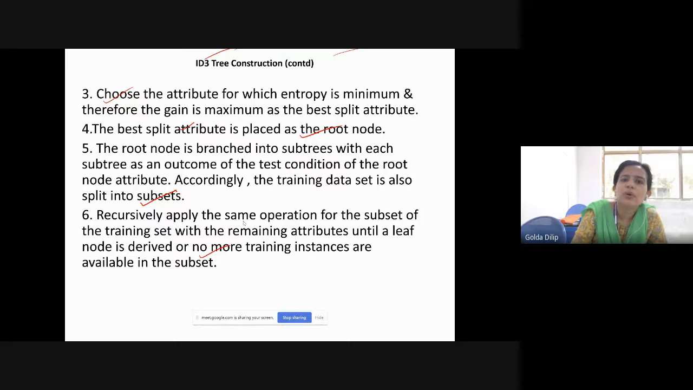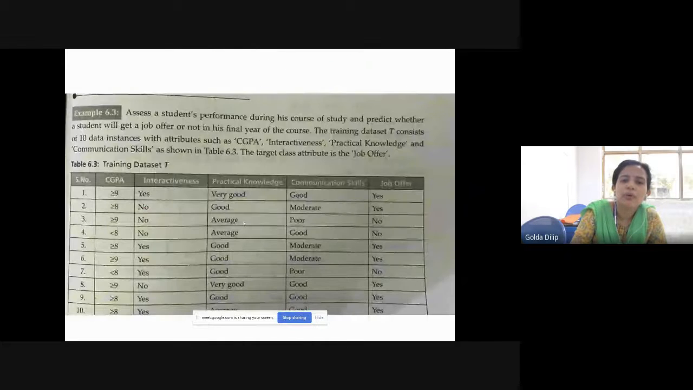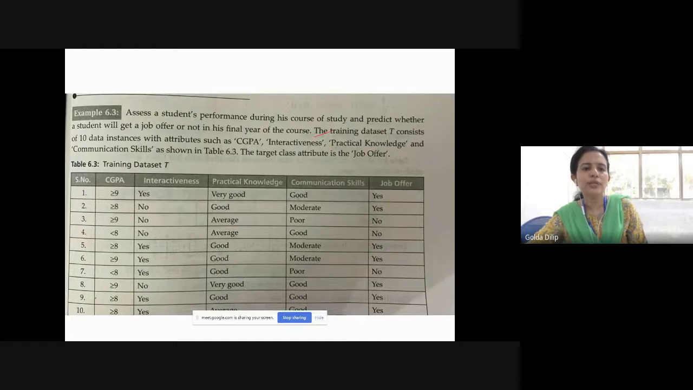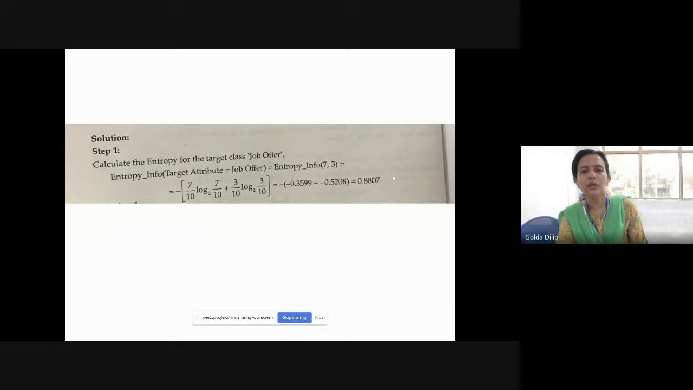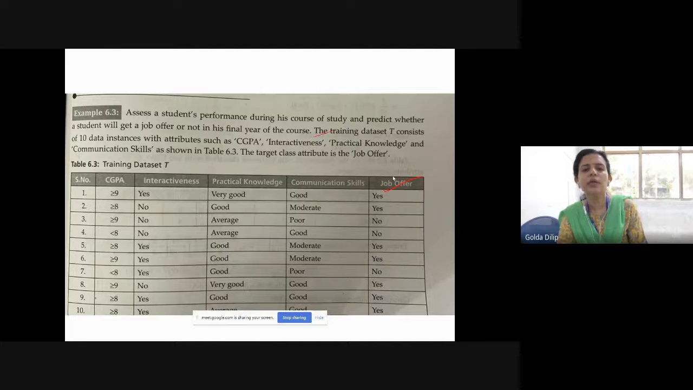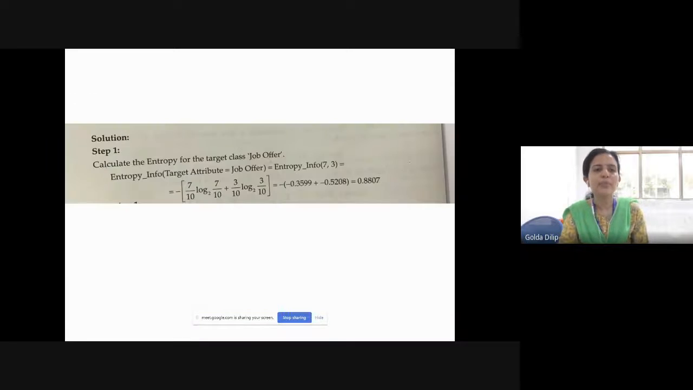Okay, so that is what the ID3 algorithm is all about, and we looked into this example. First, we computed the entropy for job offer. Then we started computing the entropy for each of these attributes: CGPA, interactiveness, practical knowledge, and communication skills. These were the predictor variables. Then we started computing for each.